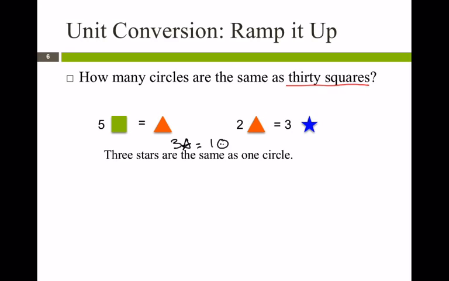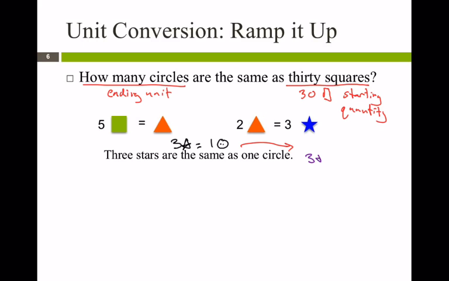Our starting quantity in this case is 30 squares. What are we trying to get to? We want to know how many circles that is. So this is the ending unit. Okay, so now we know where we want to start, where we want to get to, and we have now 3 different conversion factors, and maybe we should write out these conversion factors since we haven't done those yet.